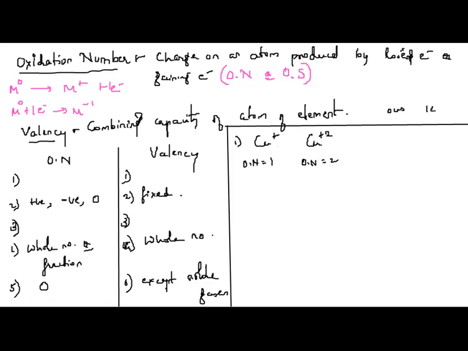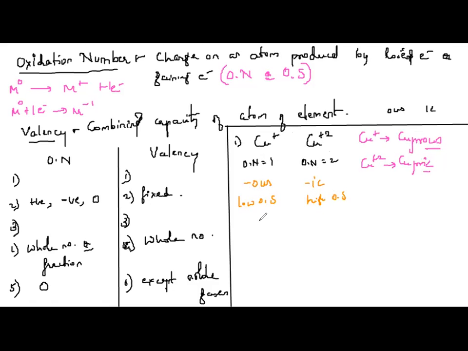Now the question is, when do we use those suffixes? Remember, the suffix means after a word. The suffix OUS is used for the cation with lower oxidation state, and the suffix IC is used for the cation with higher oxidation state. So according to this rule, I will call Cu plus cuprous, and I will call Cu plus 2 cupric. Understood? Lower is OUS and higher is IC.